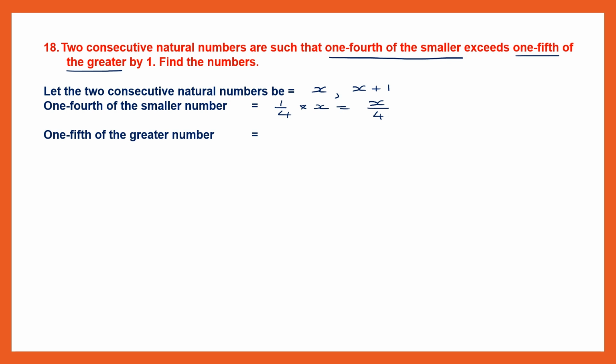And then you're talking about 1/5 of the greater. So what is 1/5 of the greater? That will be 1 by 5 into the greater number, which is x plus 1. So this is 1 into x plus 1, which is x plus 1 by 5. So we have 1/4 of the smaller and 1/5 of the greater. According to the statement, 1/4 of the smaller exceeds 1/5 of the greater by 1. That means if I take the smaller one, which is x by 4, this will be equal to 1/5 of the greater number plus 1.